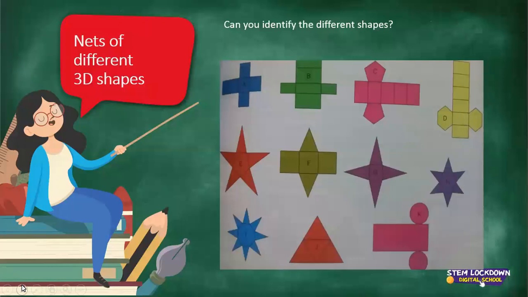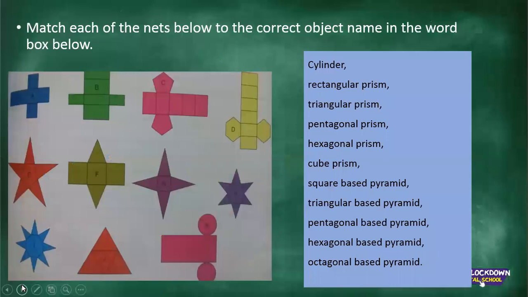All right, I am going to offer you a table, or rather a box with the names and also the shape. So let us move on to our next slide. All right, here it says match each of the nets below to the correct object name in the box below.